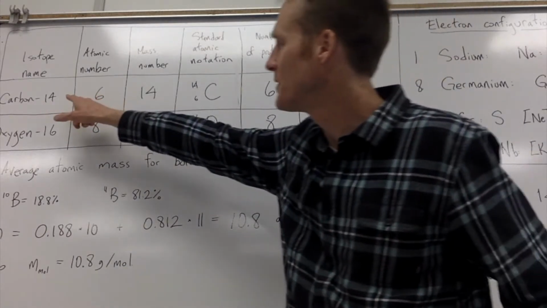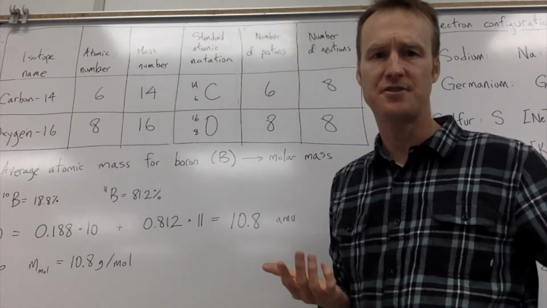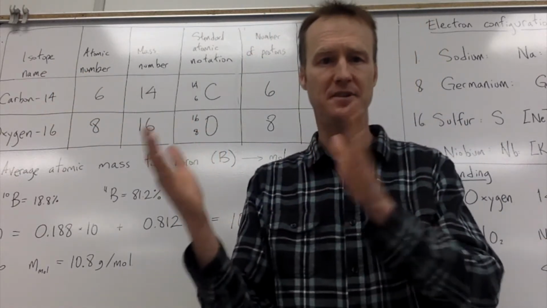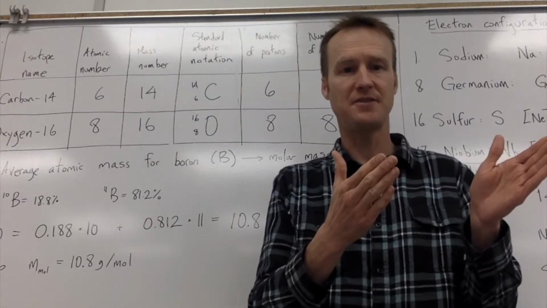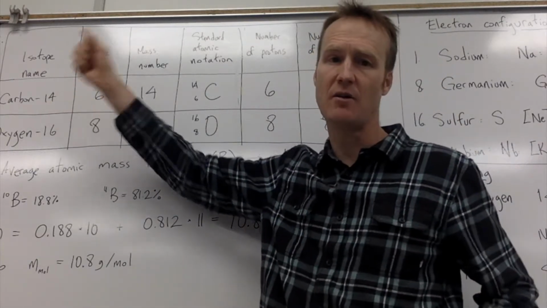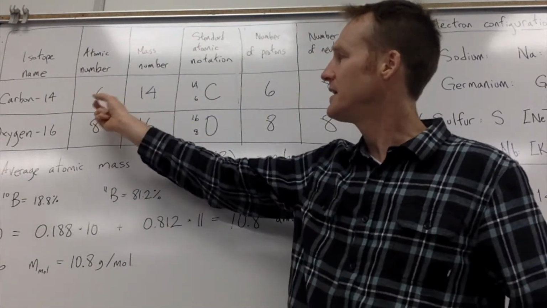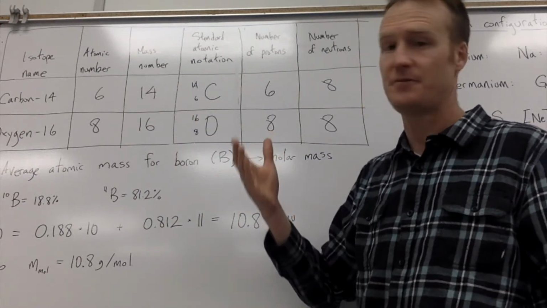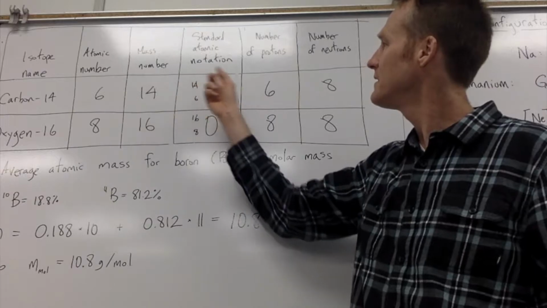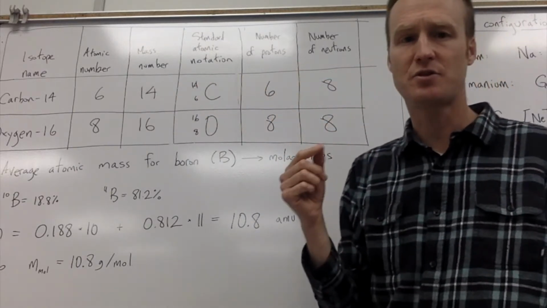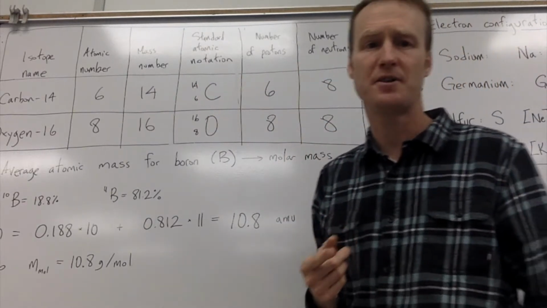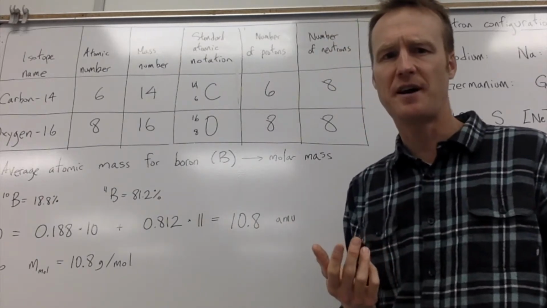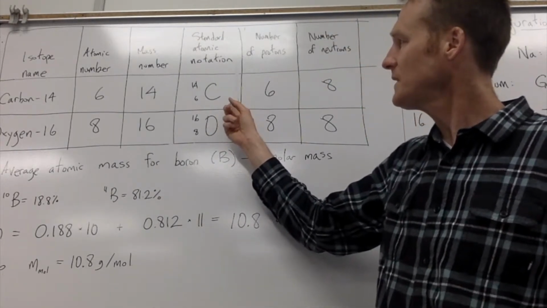So for carbon-14, the name for the isotope can be shown as the element name, dash, 14, which is the mass. That's one way of writing out the name for that isotope. It has an atomic number of 6, mass number of 14, which is just the mass, and then 6 protons and 8 neutrons.